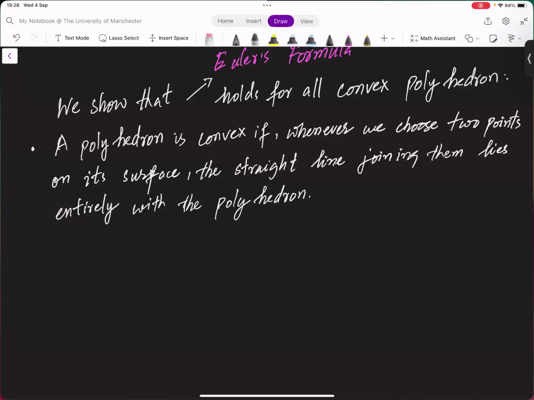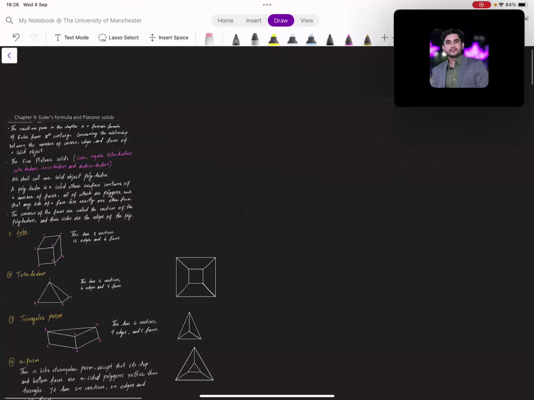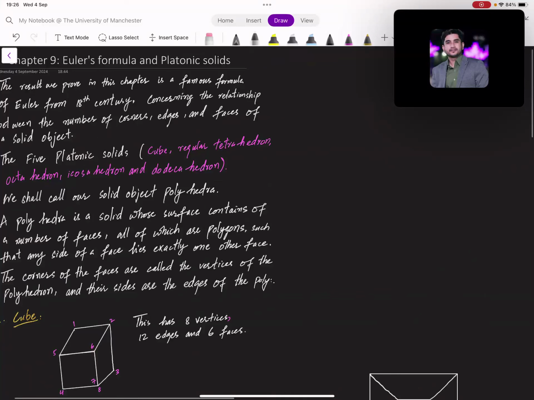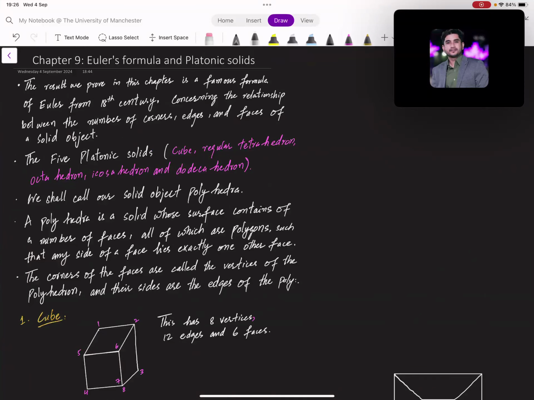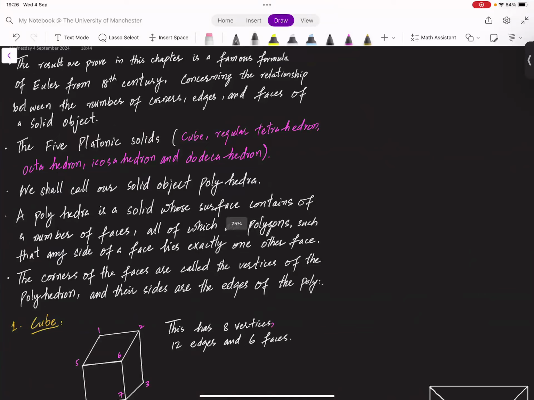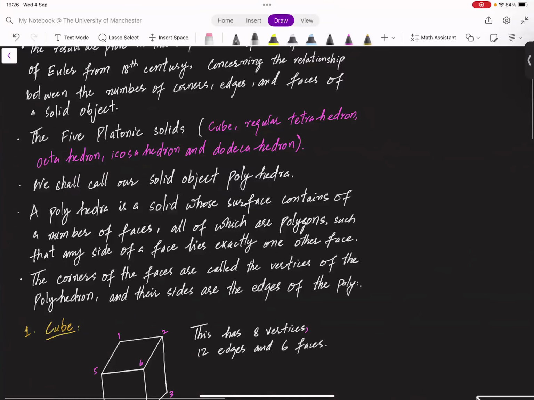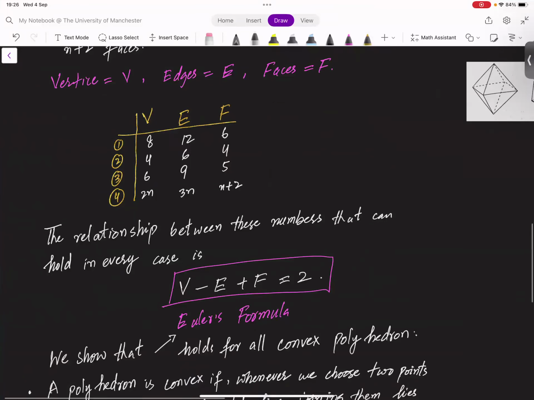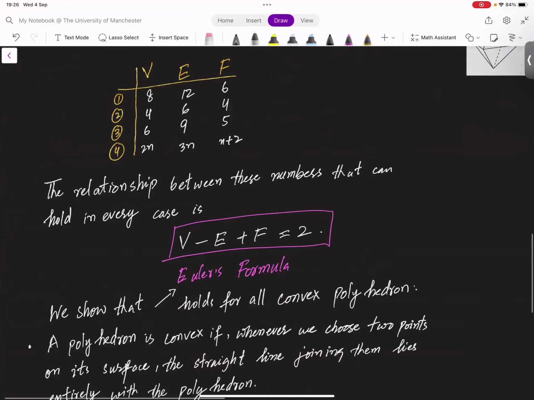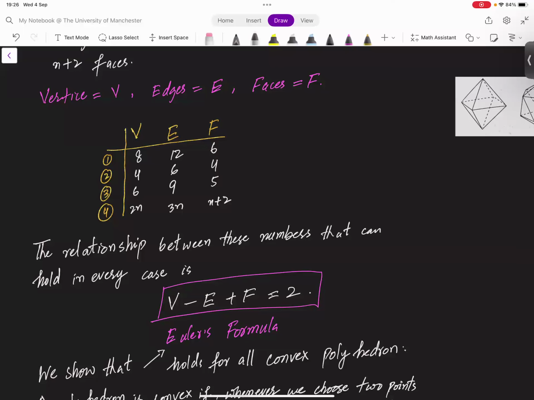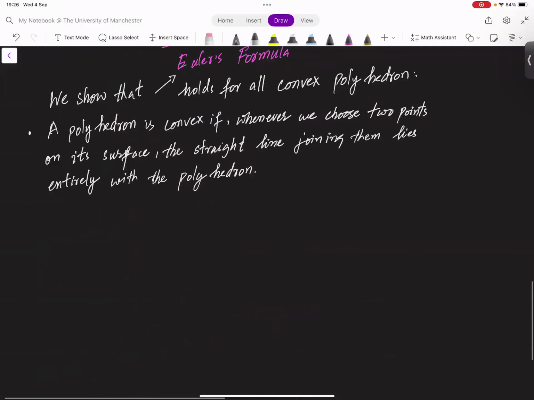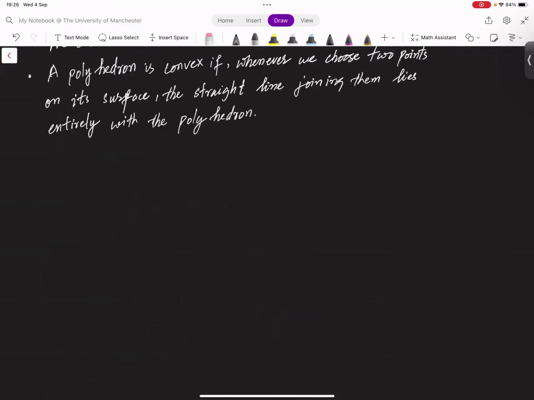So we are talking about chapter 9, which is Euler's formula and Platonic solids. We have explained what the Platonic solids are, given a few examples, and tried to give an example for Euler's formula. Now we will present Euler's formula and prove it. So we give the theorem.